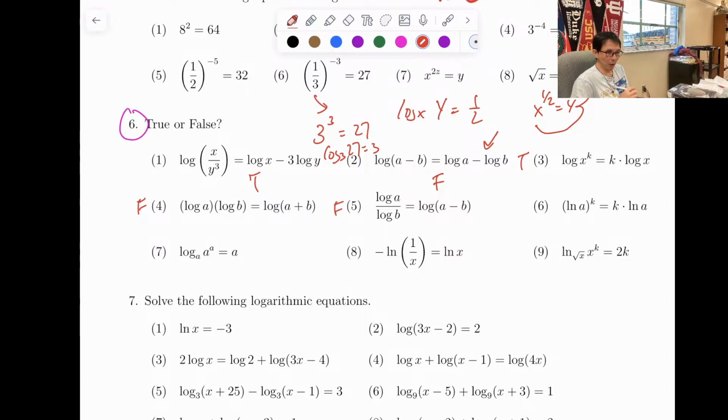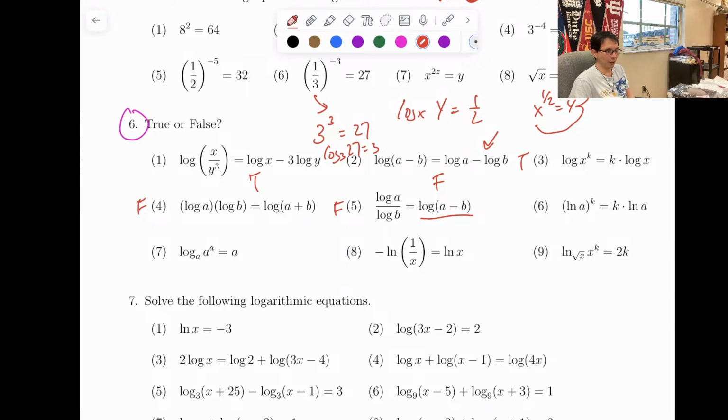And this is false as well. And 5 is false. Can you go over 4? It doesn't have a property that says that. It just doesn't. First of all, this one can only be log of a minus b.